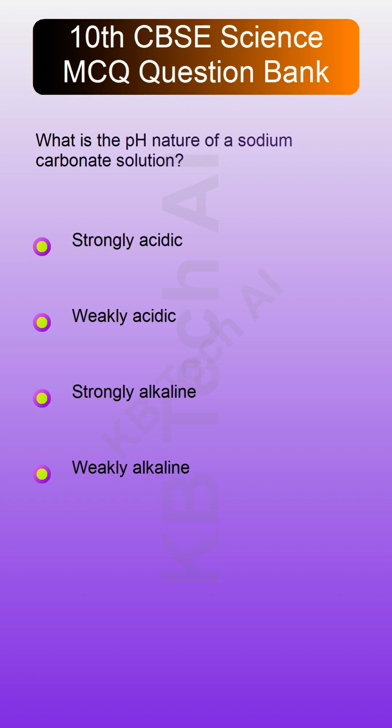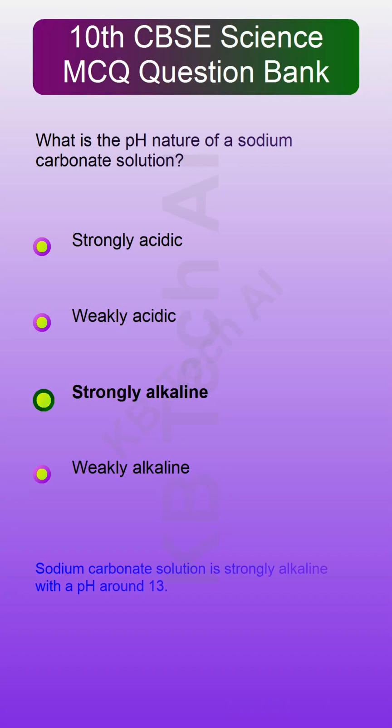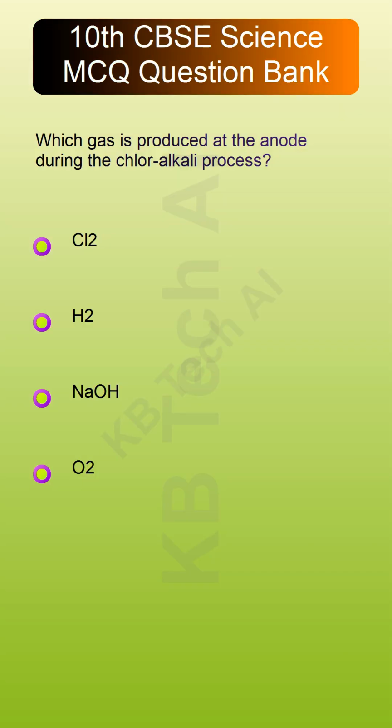What is the pH nature of a sodium carbonate solution? Option 1, strongly acidic. Option 2, weakly acidic. Option 3, strongly alkaline. Option 4, weakly alkaline. The answer is option 3, strongly alkaline.